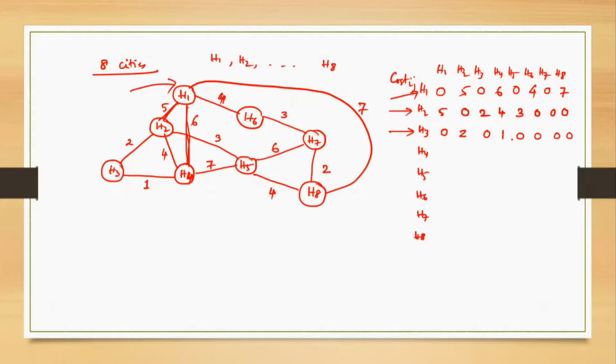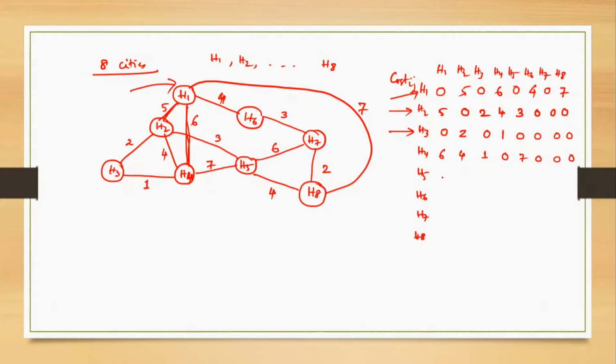Then I am jumping to H4. If I'm not wrong, H4 to H1, yes, it is 6. H4 to H2, it is 4. H4 to H3, it is 1. Then 0. Then 7. Then all 3 are 0.